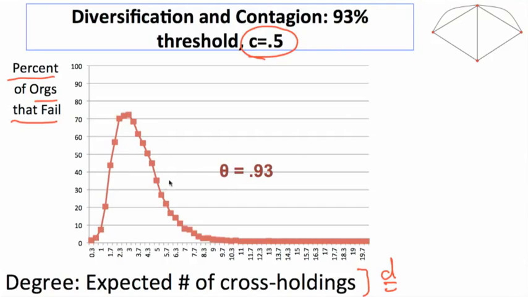And the interesting thing about the figure is we see an initial increase. So as we begin increasing degree, initially we see an increase and a peak at about 72 to 73% of organizations that fail, right in the range of degree 3. So once you're holding about 3 other organizations, we hit a peak. And then as we continue to increase the number of connections that organizations have, we see a decrease in the contagion level. So by using this, we're varying the diversification, and we see an initial increase and then a decrease.